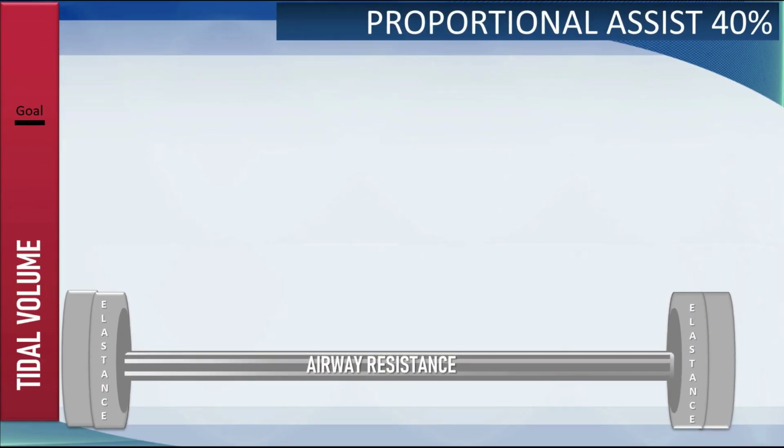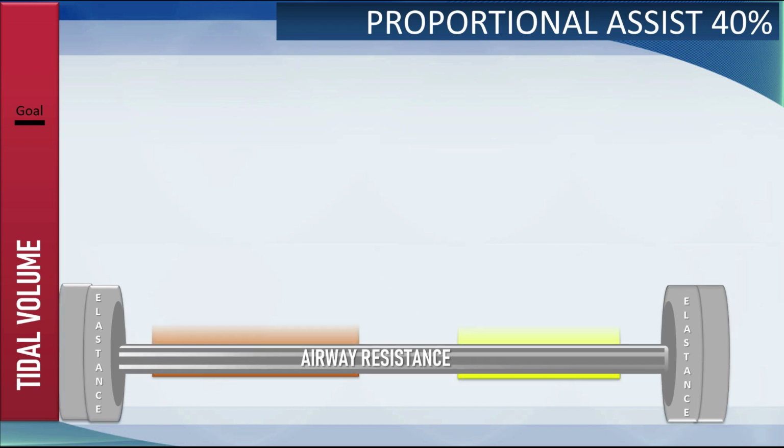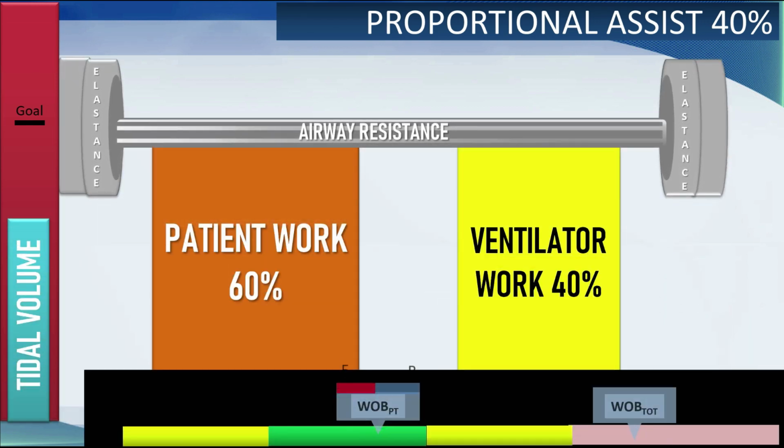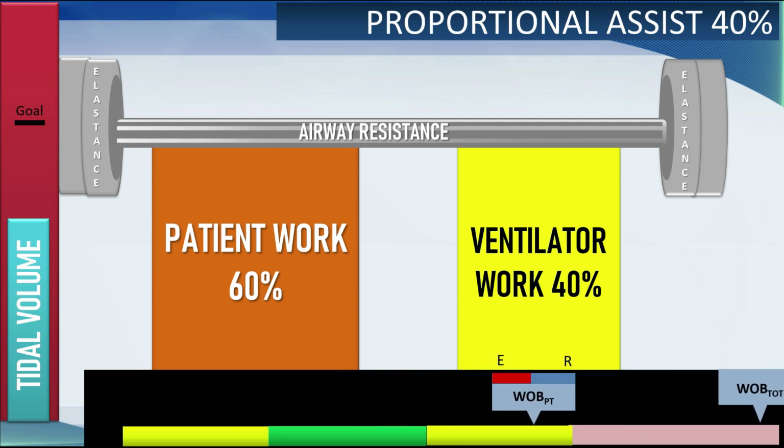The patient will do 60% of the work and the ventilator will do 40%. And this is achieved by just turning the knob. Let's see what happens. Well, now you can see that the tidal volume has fallen below the goal and the work of breathing strip has changed. You can see that the work of breathing for the patient has slipped out of the green zone into the yellow zone on the upper end, and that means that the patient is beginning to struggle. Notice also that the elastic work has increased.